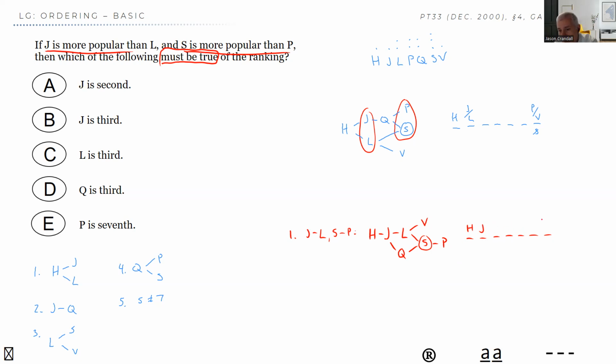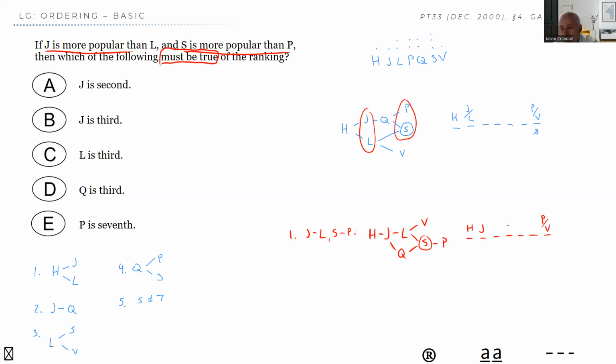I go back to the end again, and I can see that even though S is more popular than P, that doesn't force P to come last because V is still unconstrained in terms of what comes after it, right? There's three things that have to come before V: H and J and L now. So there's more things in front of V than there used to be. But it still is possible for V to come at the end. So that means my last position could be P or V.